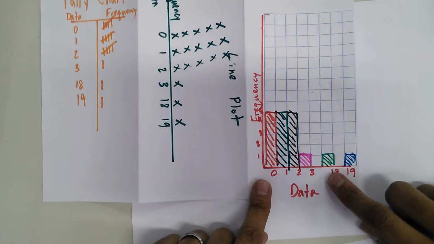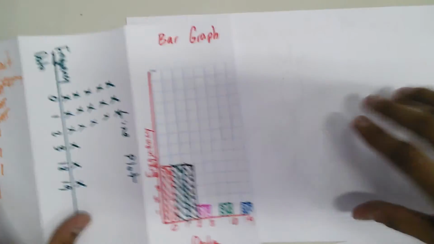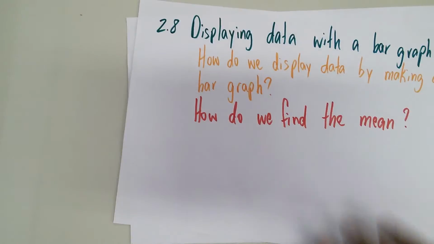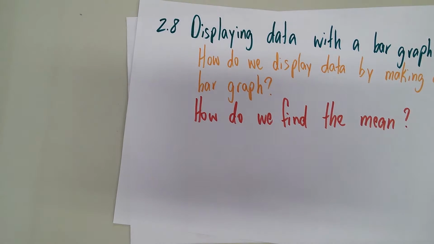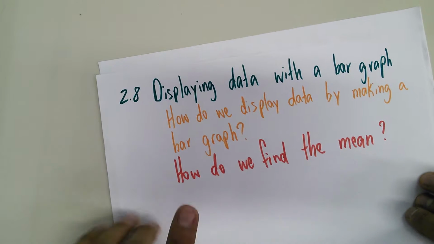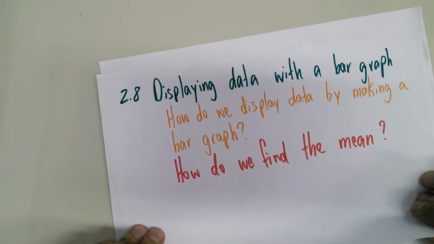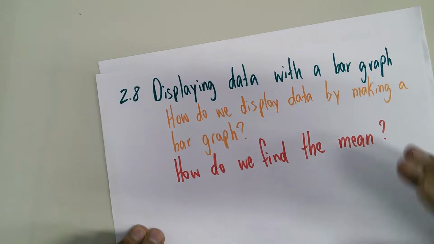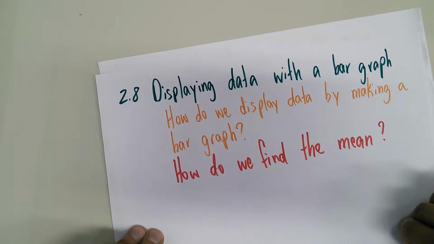Okay, so now this is how we display data using a tally chart, using a line plot, and using a bar graph. Okay, now let's move on to our next question. How do we find the mean? So the mean, sometimes people get that confused with the median. The median, we learned yesterday, is the piece of data that's in the middle.